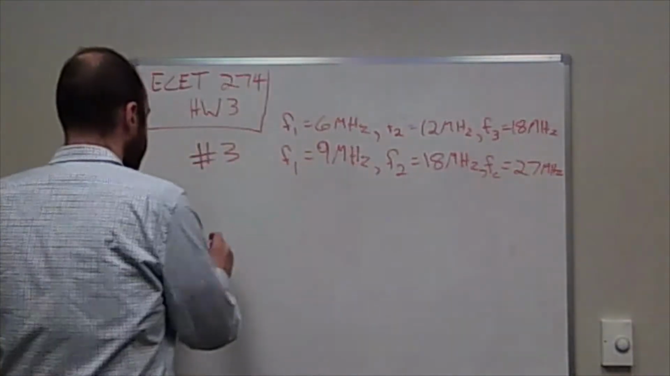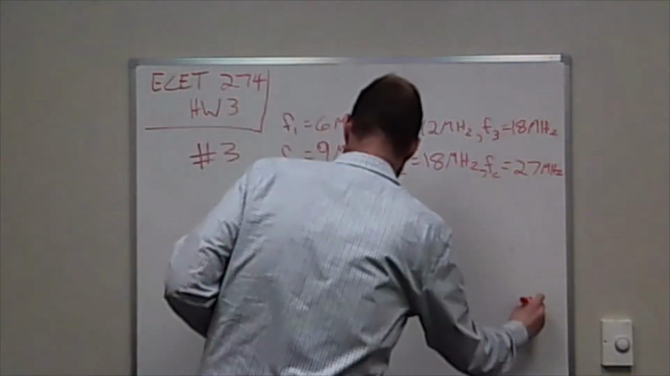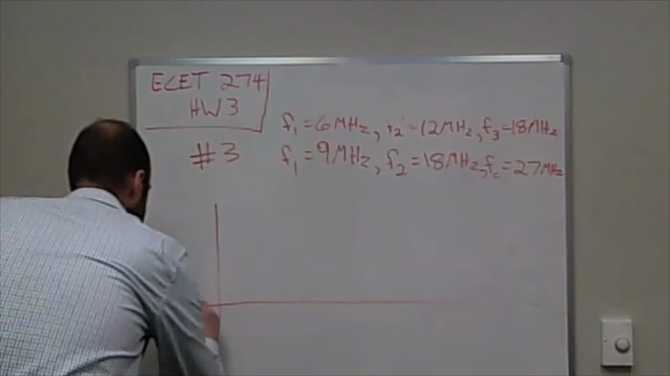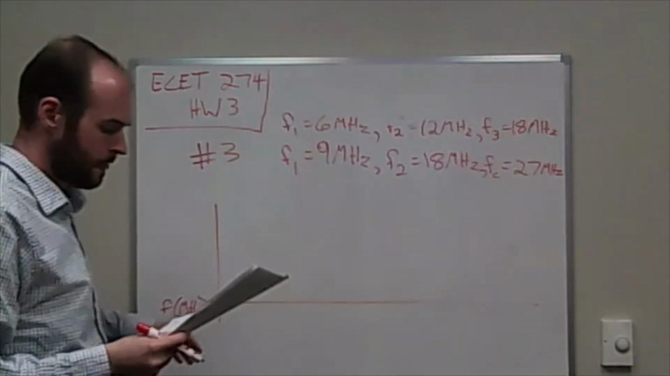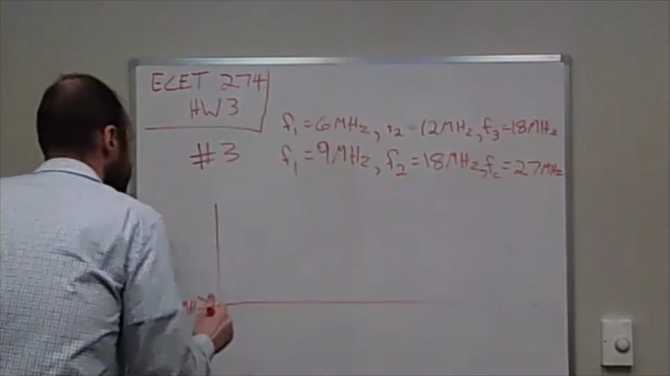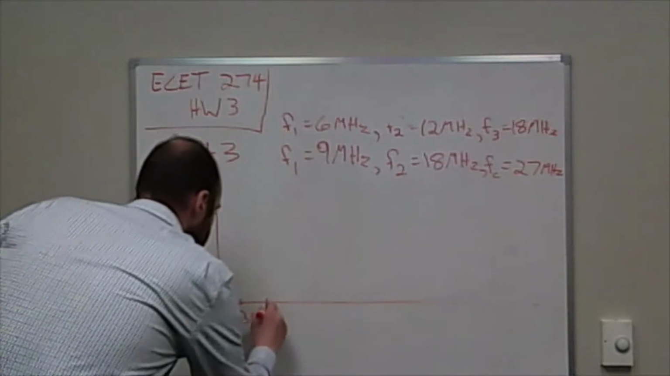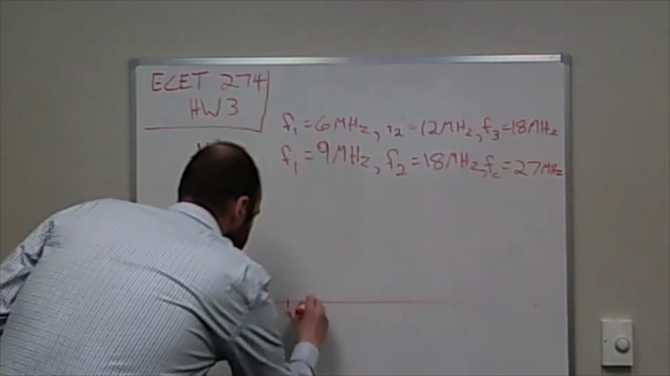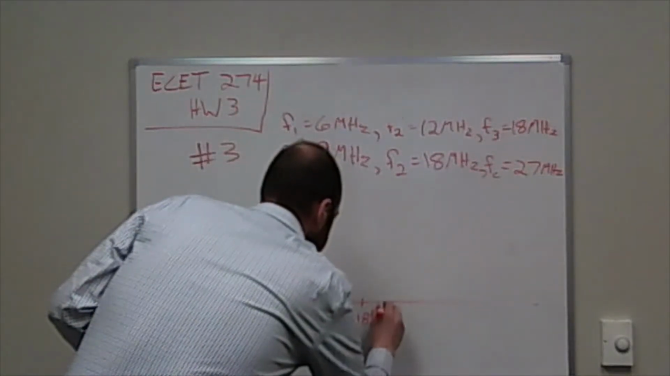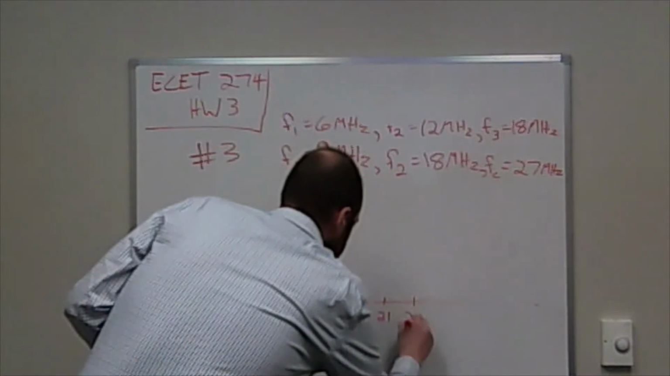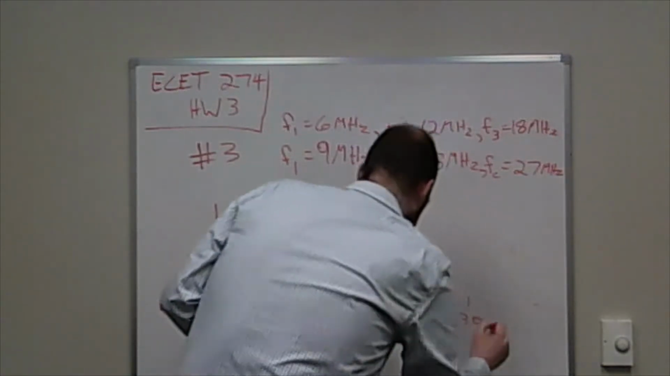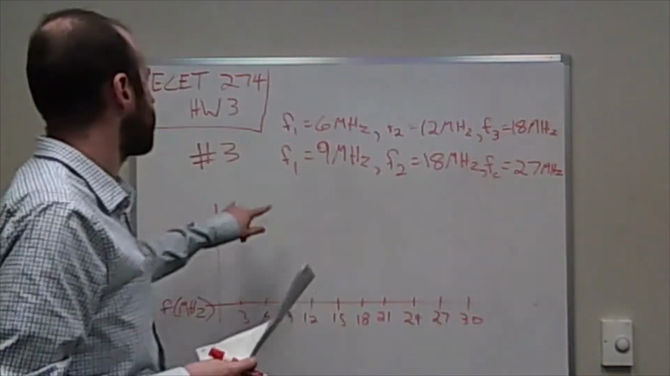So to create a plot of this, a plot of our harmonics, we'll have to lay this out with frequency in megahertz on the x-axis, and we can label these. We notice we're all factors of 3 here, so let's just label these 3, 6, 9, 12, 15, 18, 21, 24, 27, 30. That would be as high as we need for this particular plot.